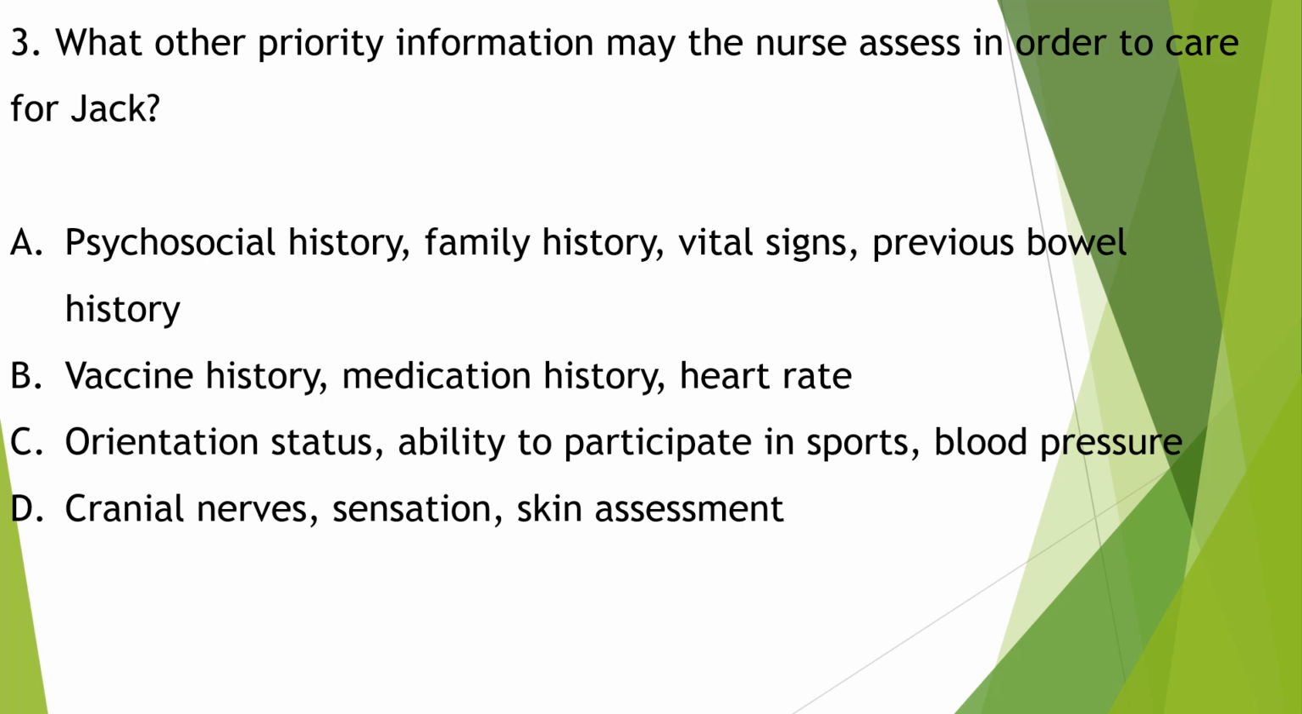However, irritable bowel syndrome often shows a familial tendency and it must be noted whether there is any family history. Psychosocial history is important as irritable bowel syndrome patients often have many psychosocial issues and symptoms are exacerbated during stress. Vital signs are important as during the inflammatory process the patient often will be febrile. The patient's previous bowel history is used to determine the onset. So the first one, that is psychosocial history, family history, vital signs and previous bowel history, are important assessments.